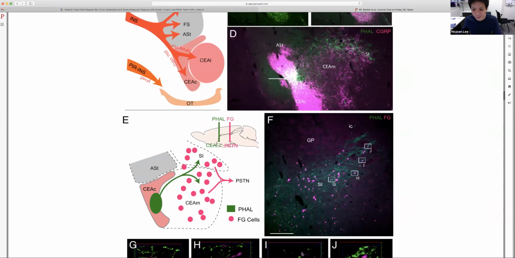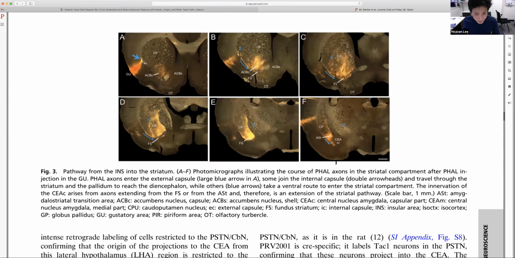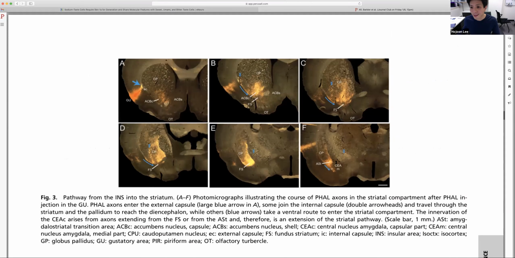Right? So figure 3. It's more of the same, right? Tracing from the insula to the striatum. So I don't think we really need to delve into this still. In fact, the diagrams that they have in figure 1 and 2, especially in figure 1, are pretty helpful in just establishing that connection from the cortex to the PSTN.